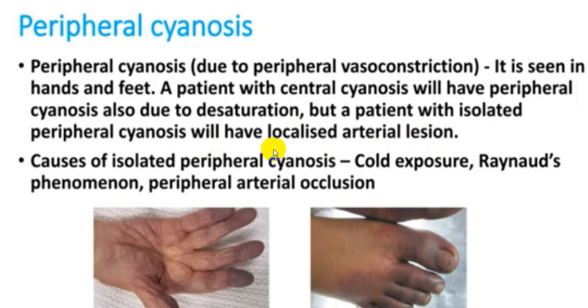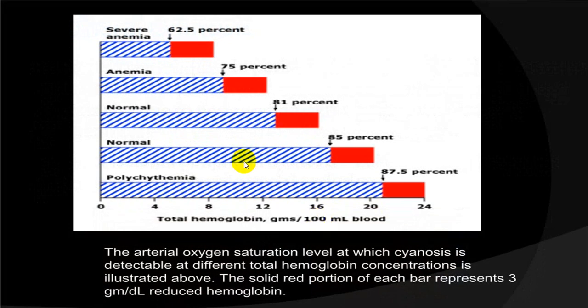So peripheral cyanosis is because of peripheral vasoconstriction in a normal person when he is exposed to extreme cold, or because of Raynaud's phenomenon, which may be primary or secondary, or maybe because of peripheral arterial occlusion. So these three will be the most common causes for peripheral cyanosis. We'll be repeating that again. And that is the reason why a person develops peripheral cyanosis.